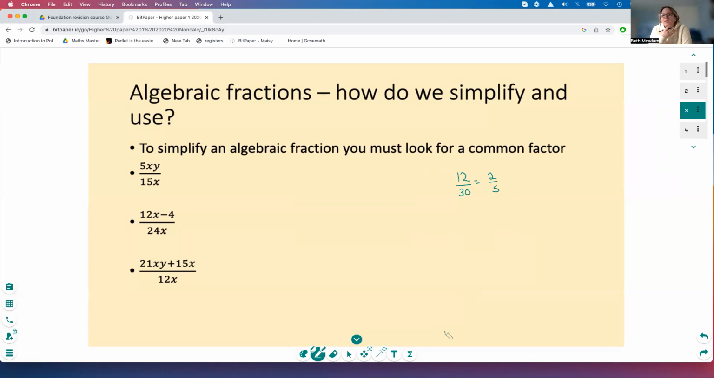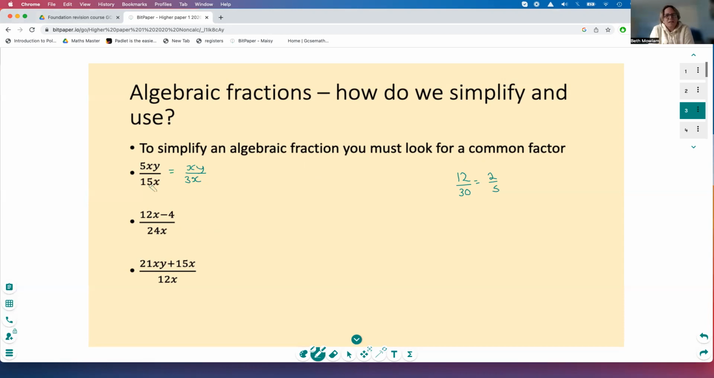With an algebraic fraction, it's exactly the same process. You are looking to find a number or a letter that goes into both the top and the bottom line, and you must only simplify it if you can take out a factor. So 5xy over 15x, if we look at this first one, I can see straight away 5 goes into both. If I was to do it in steps, I'd divide by 5, which would leave me with xy over 3x.